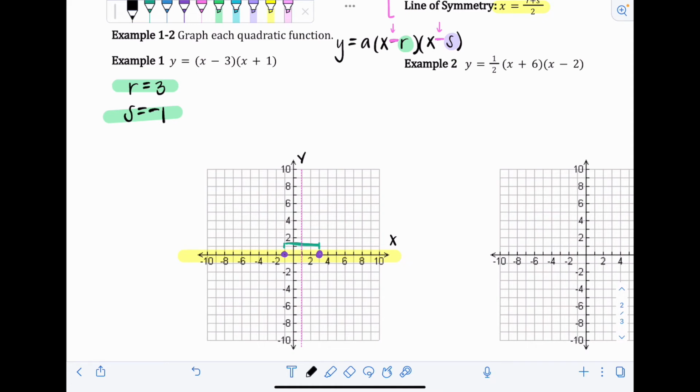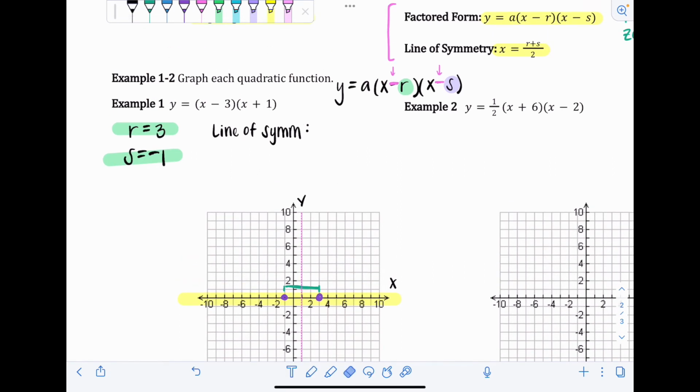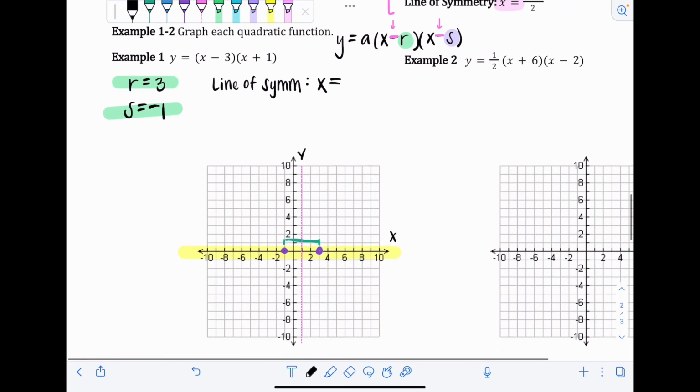I keep saying axis of symmetry, I'm sorry, the line of symmetry. I'm going to shorten symmetry to SYMM. The equation of the line of symmetry always starts with x equals, and it's the number where it crosses the x-axis. If we look at where this crosses the x-axis, it's at 1. So in this case, it would be x equals 1.